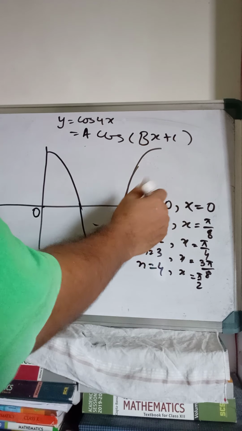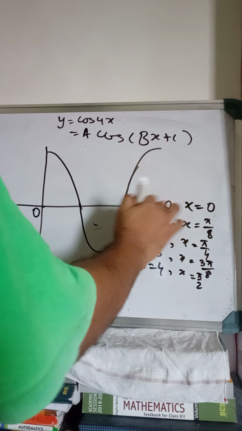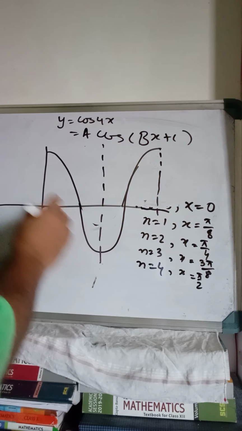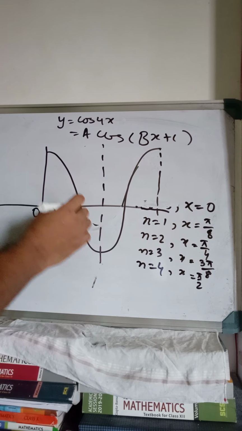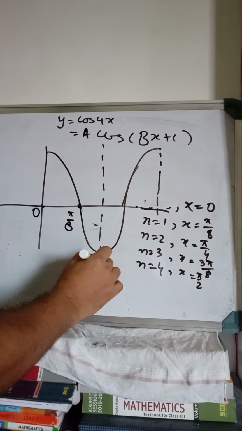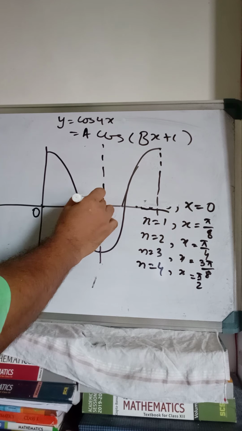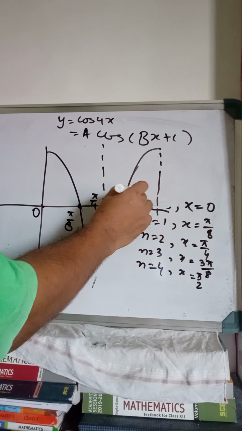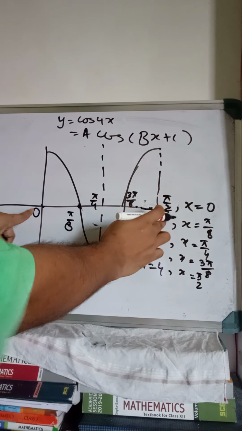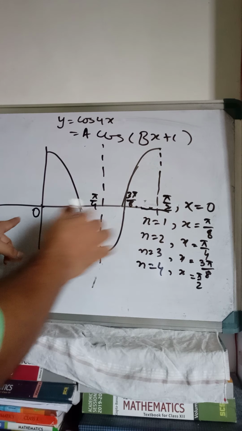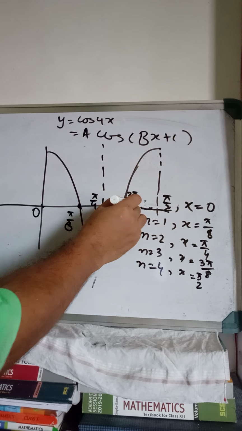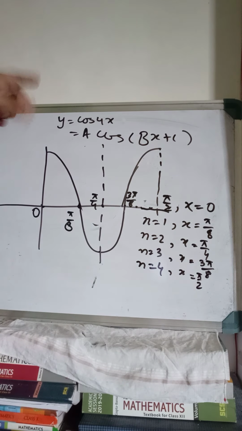Now the first point is 0. Then it is coming here, pi by 8 over this point. Then here it is pi by 4. Then here it is 3 pi by 8 and lastly this part, that is pi by 2. So that is your period. I told you your period is pi by 2. So the 5 points are 0, pi by 8, pi by 4, 3 pi by 8 and pi by 2.